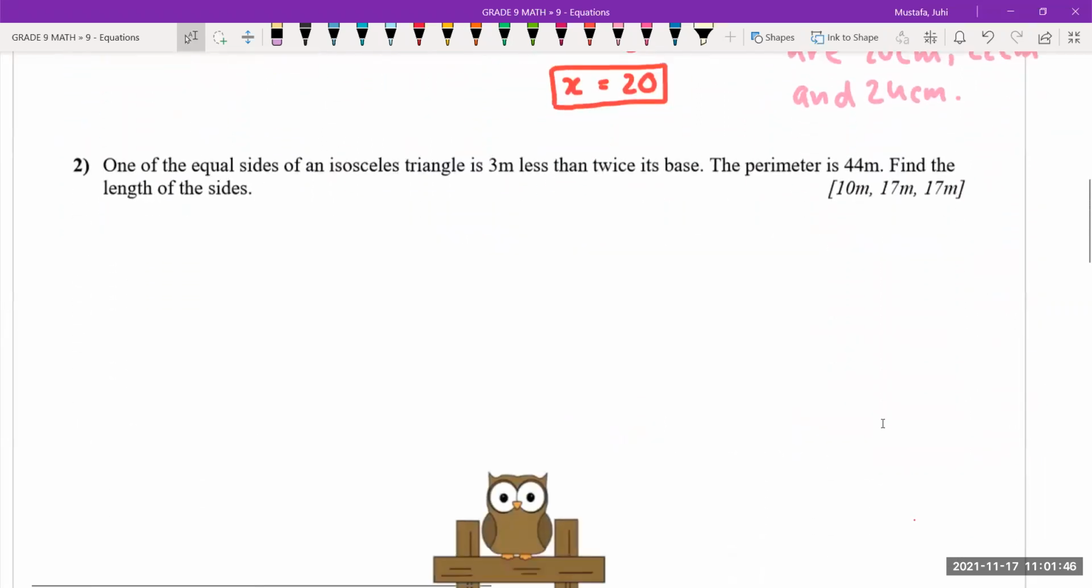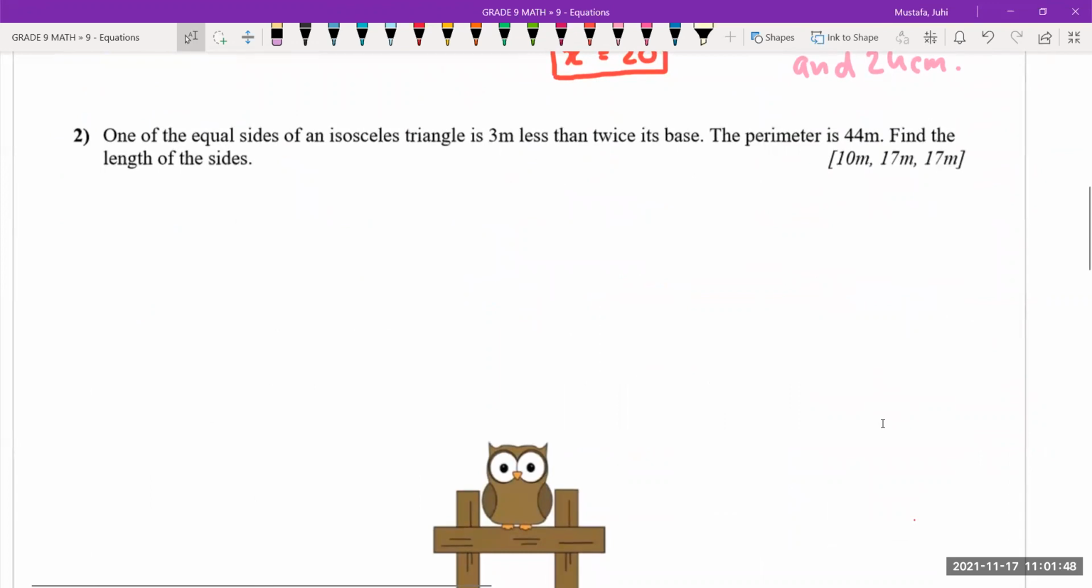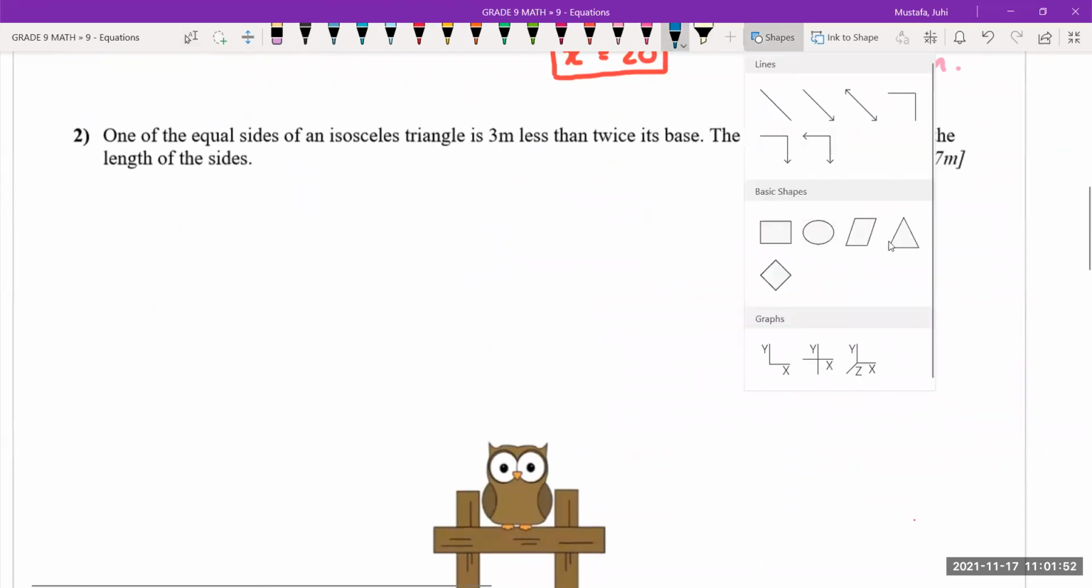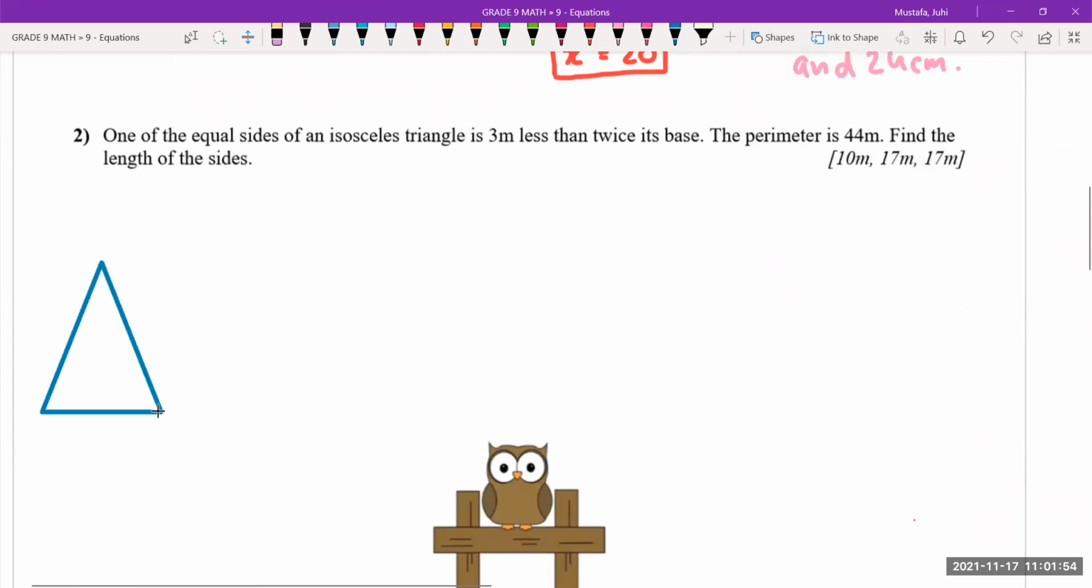Question number 2. Now, finally, you have an isosceles triangle. It's time for my program to shine. So let's go ahead and draw our isosceles triangle. It just needs to be a rough sketch, so you don't have to be super accurate with a ruler and stuff. It says one of the sides of an isosceles triangle is 3 meters less than twice its base. That's tricky. The perimeter is 44. Find the lengths of the sides.